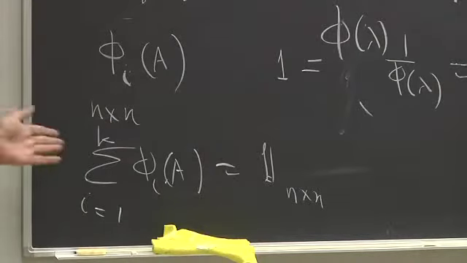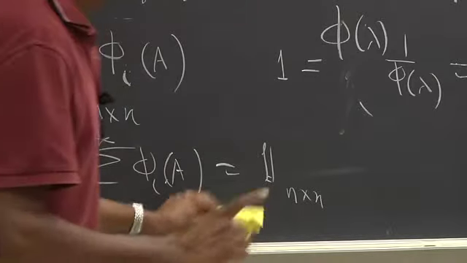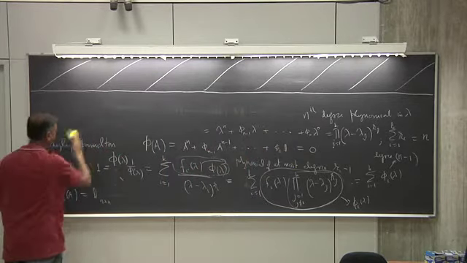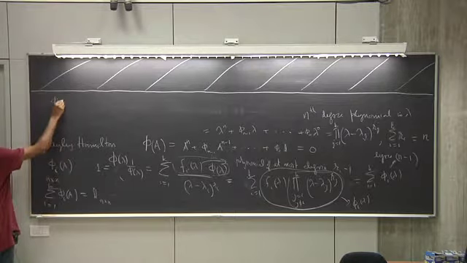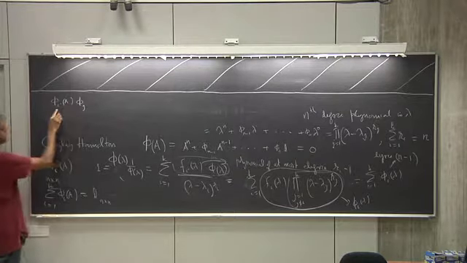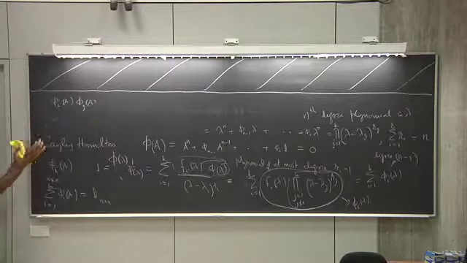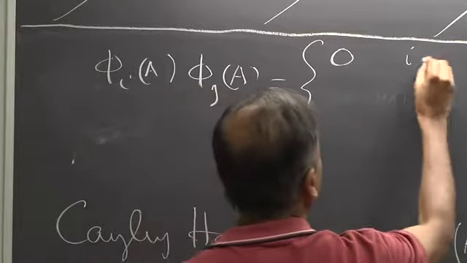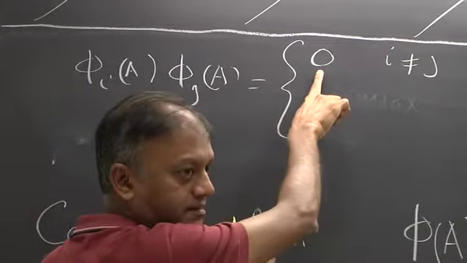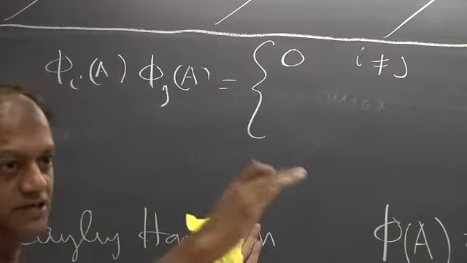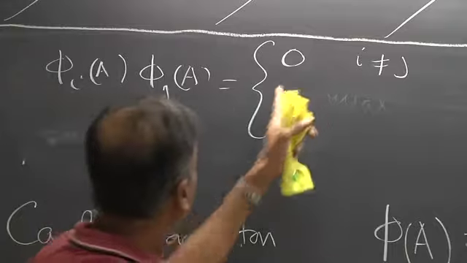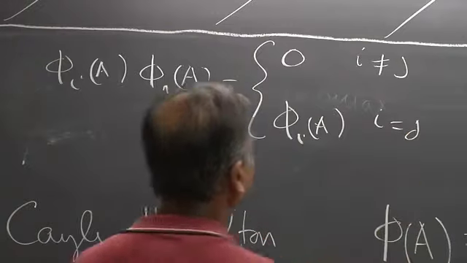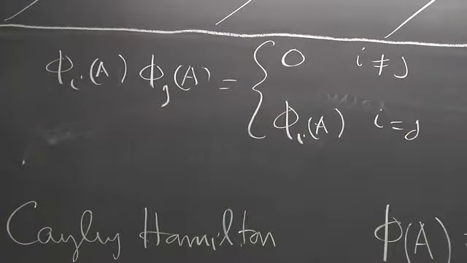So this is a very nice identity, and the most important point is that the phi_i(A) satisfy several properties. Phi_i(A) times phi_j(A): these are both n by n matrices, so just multiply the two n by n matrices, and you find that this is equal to 0, the zero matrix with all entries 0, if i is not equal to j, and it is equal to phi_i(A) when i is equal to j. So that was the next step.